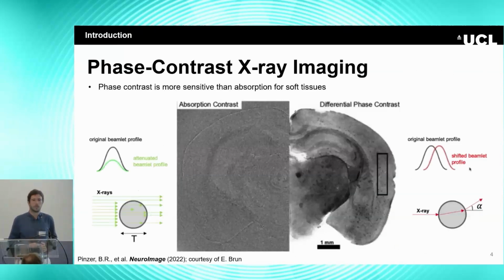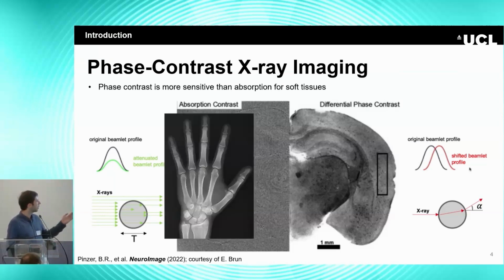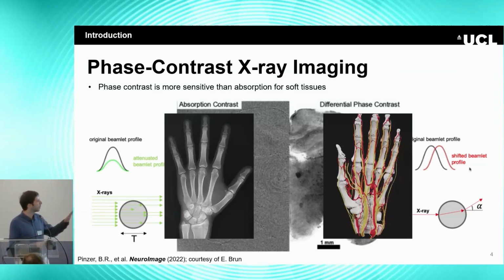For that, in my group we use phase contrast X-ray imaging, which is more sensitive than absorption, compared to, for example, clinical CT scanners. With absorption contrast, you will get mainly the bones. But with phase contrast, you will be able to see most of the details within the sample.